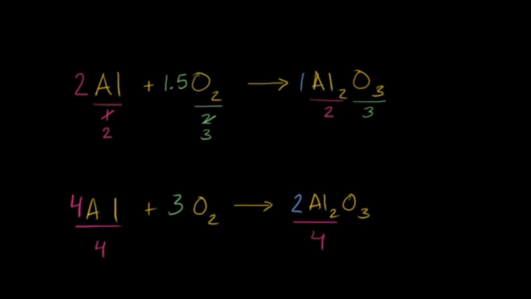How many oxygens do I have on the left-hand side? I have 3 molecules of dioxygen. Each molecule has 2 oxygen atoms. So I have 6 oxygens on the left, and I have 2 times 3 oxygens on the right, or I have 6 oxygens. So my chemical equation is now balanced.